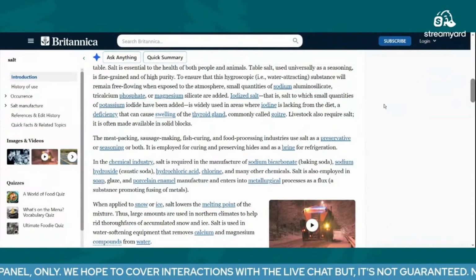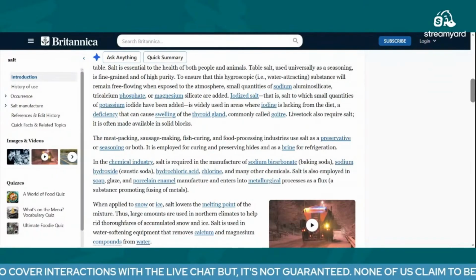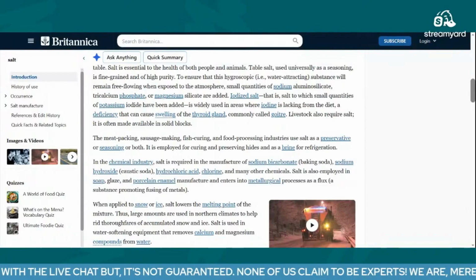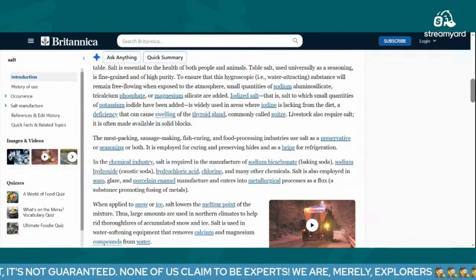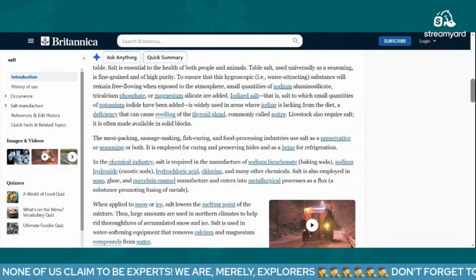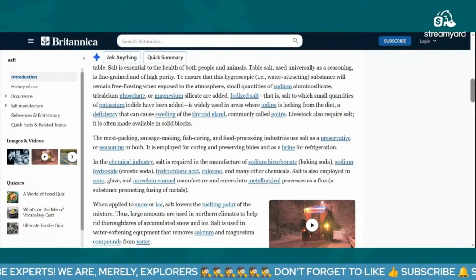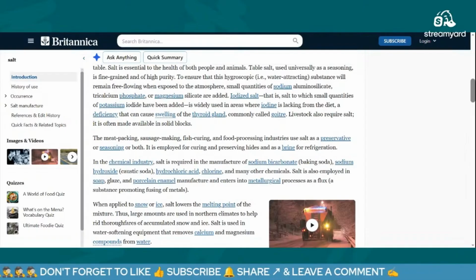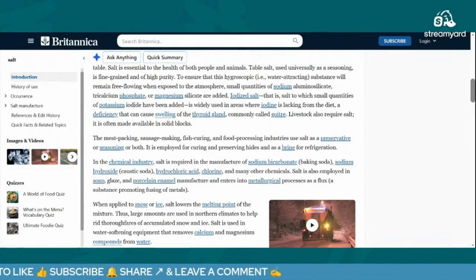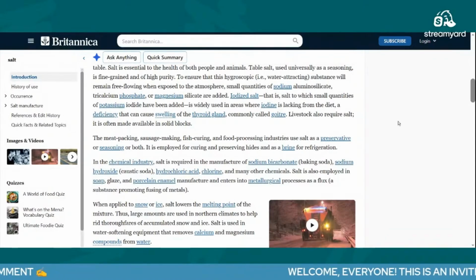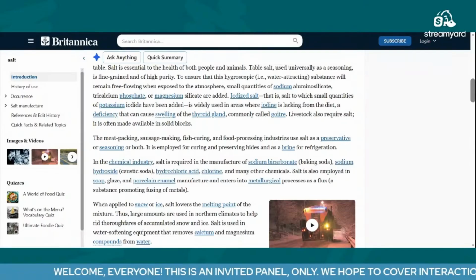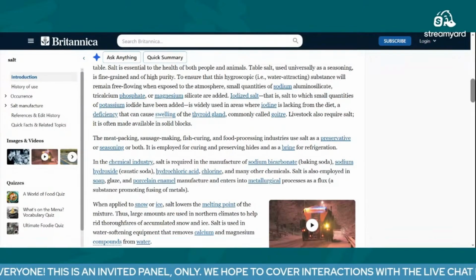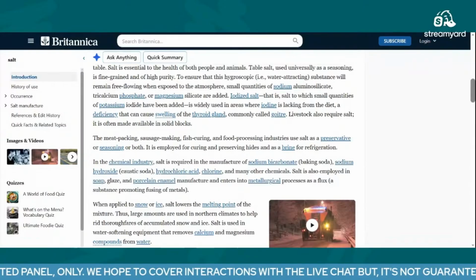Iodized salt, that is, salt to which small quantities of potassium iodide have been added, is widely used in areas where iodine is lacking from the diet, a deficiency that can cause swelling of the thyroid gland, commonly called goitre. I think that's how you pronounce that. Livestock also require salt. It is often made available in solid blocks. The meat packing, sausage making, fish curing, and food processing industries use salt as a preservative or seasoning or both. It is employed for curing and preserving hides and as a brine for refrigeration.